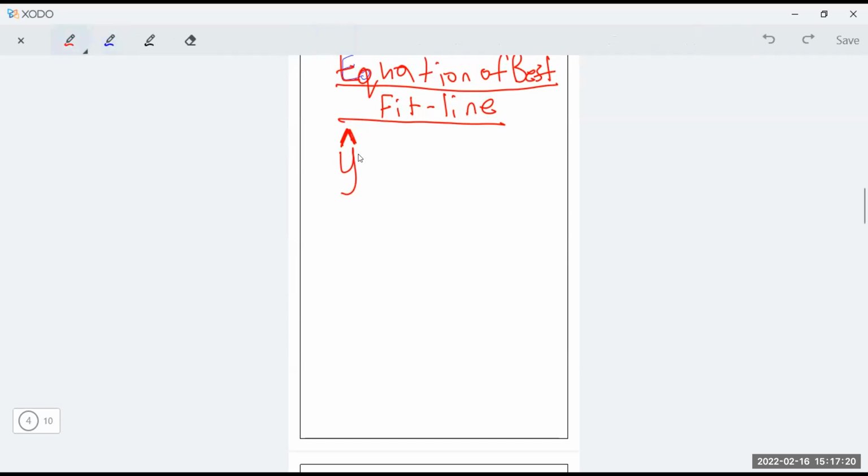So y hat is equal to a, plus, or some persons like to say a hat. It doesn't matter, I like to just keep it a. But you might say a hat on the formula sheet, you're going to see a hat in textbooks. So let me write a hat. So y hat is equal to a hat plus b times x. It's just like the equation of a straight line, y equals mx plus c, but we rewrite it as c plus mx, right? Just like the equation of a straight line.